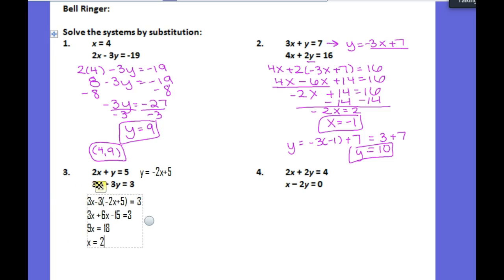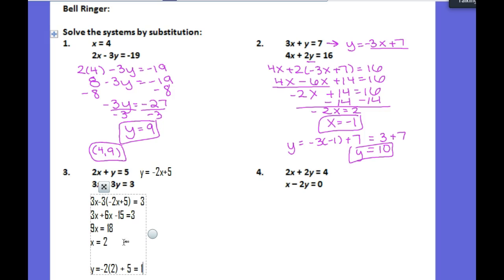And again, once you get your x value, you need to find your y. So you get y equals negative 2 times 2 plus 5. So a negative 2 times 2 is negative 4. Negative 4 plus 5 is positive 1. In number 4, I would solve for x, giving me x equals 2y. Then you would take that x equals 2y and plug it in.